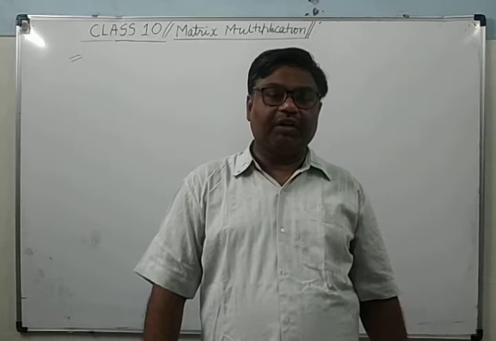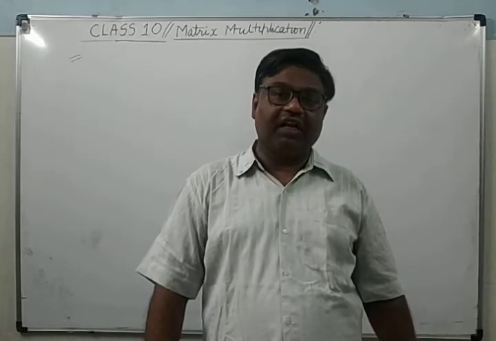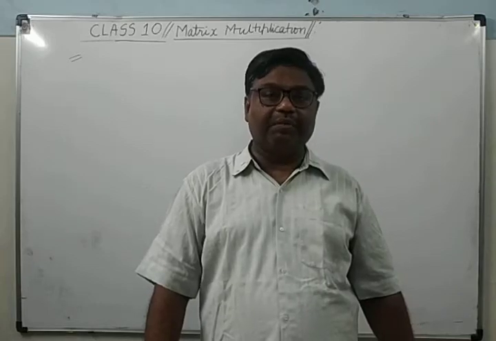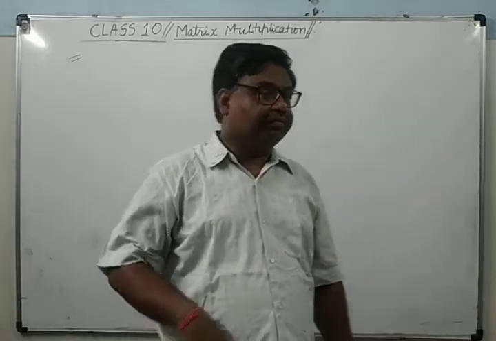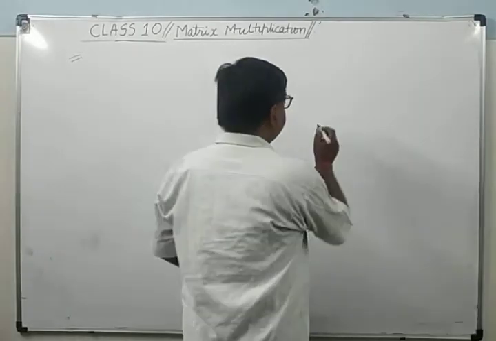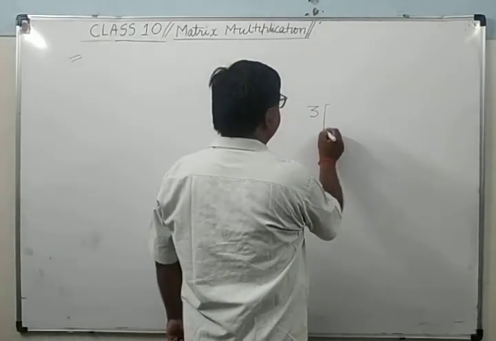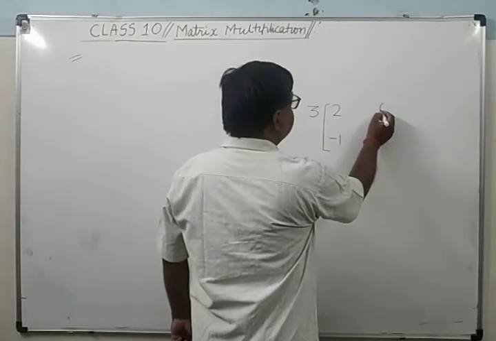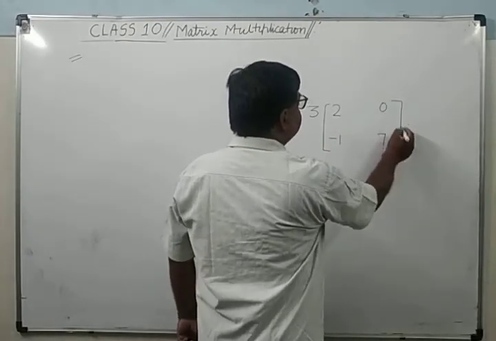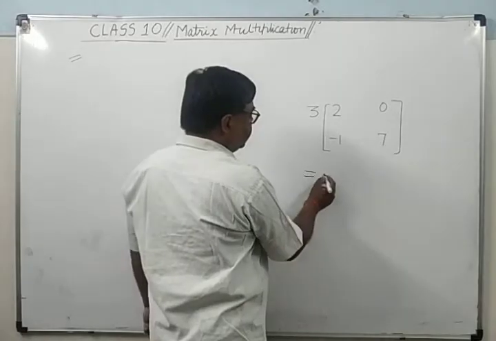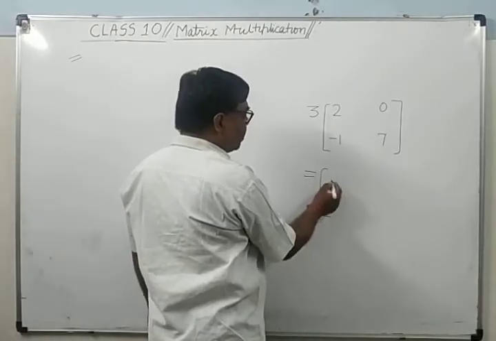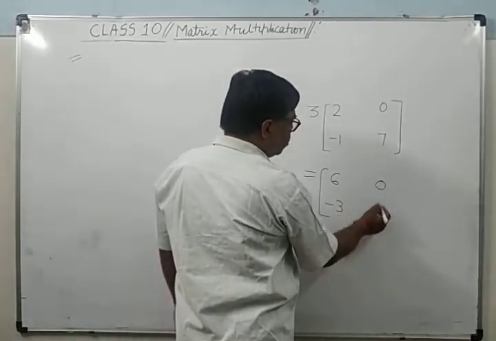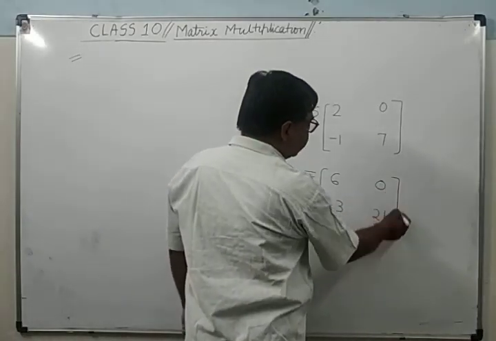About the multiplication of a matrix by a scalar, we have already studied that. When a matrix is multiplied by some scalar, by some number, what will happen? Each element is multiplied by the same number. Suppose this is some matrix: minus 1, 0, 7. When you simplify, each element will be multiplied by 3: 3 times 2 is 6, minus 3, 0, 21. This will be the answer.